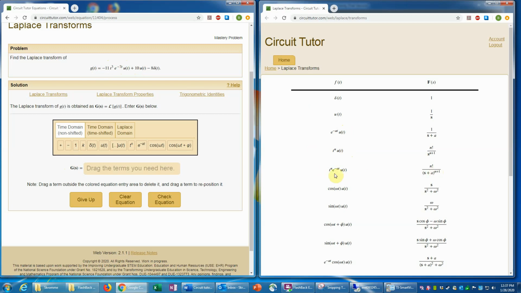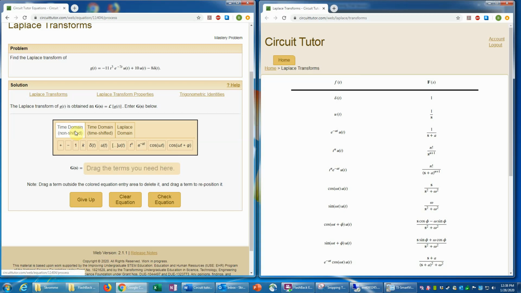So in this case, I have t cubed, so that corresponds to n equals 3. So I need 3 factorial, and remember factorial is just the product of the integer with all smaller integers down to 1. So it'll be 3 times 2 times 1, or 6. And then in the denominator, I'm going to have s plus a, where a is the decay constant of the exponential, the coefficient of the t, raised, in this case, to the power 3 plus 1, or 4. So that's the first term here.